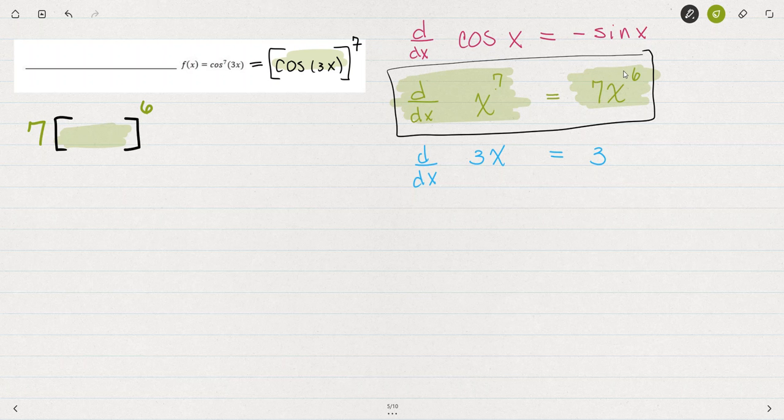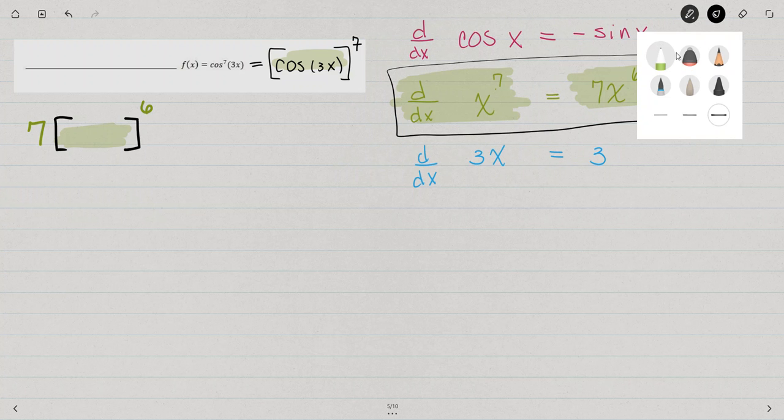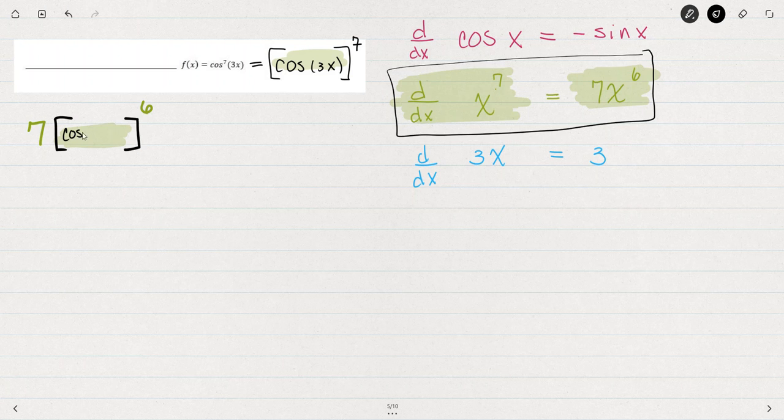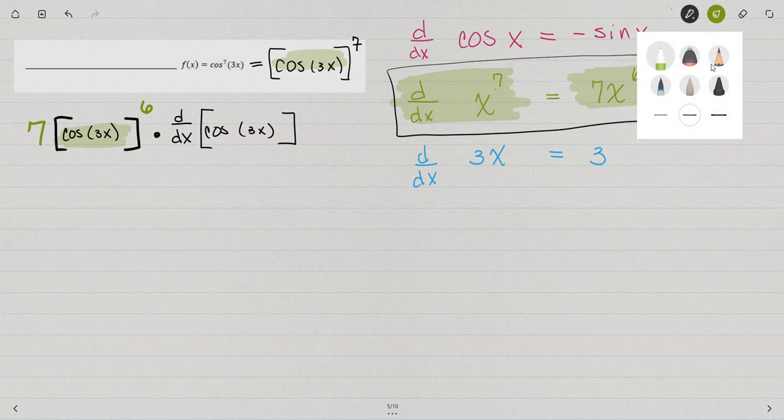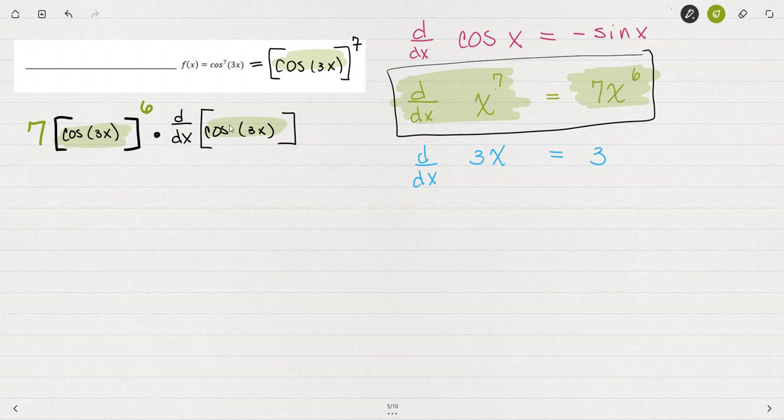Well, we don't have a simple little x here inside our bracket. What we have is a cosine of 3x. So we have 7 times the cosine of 3x to the 6th power. That's the first step. And what I have to remember to do then is say times the derivative of that something. And that something is the cosine of 3x. So when I have something raised to the 7th power, the derivative is 7 times the cosine of 3x raised to the 6th power times the derivative of the cosine of 3x.